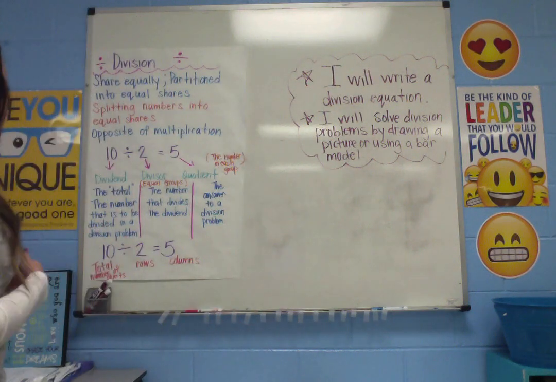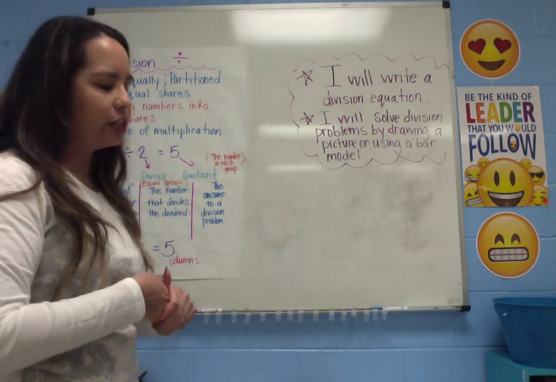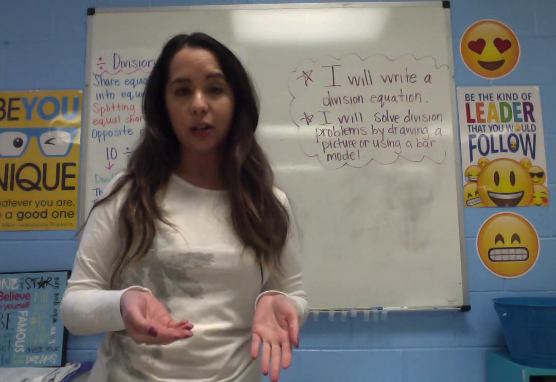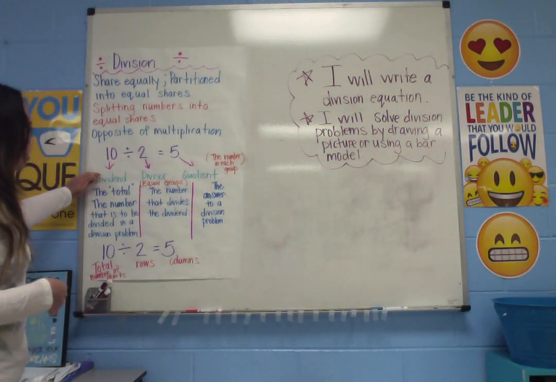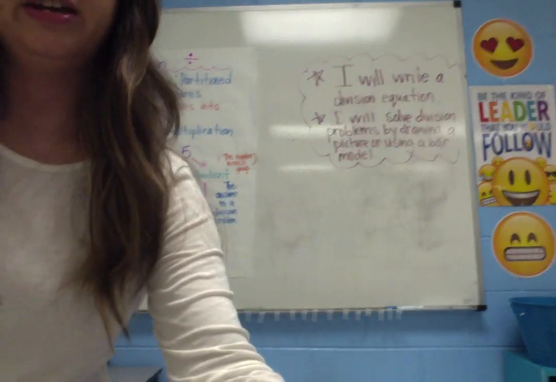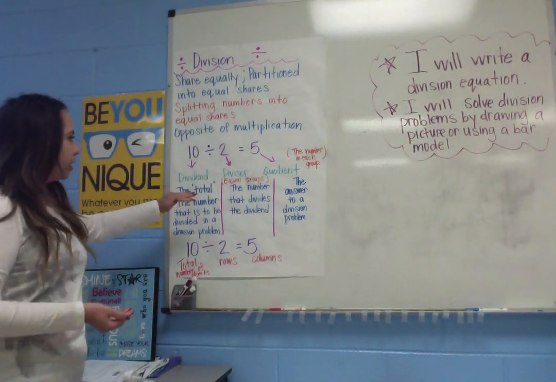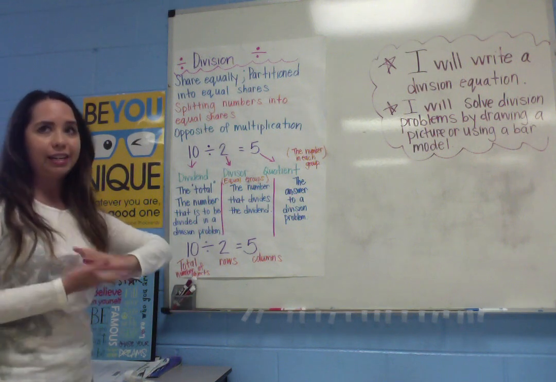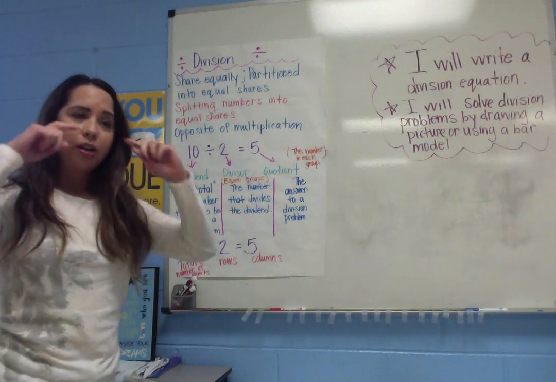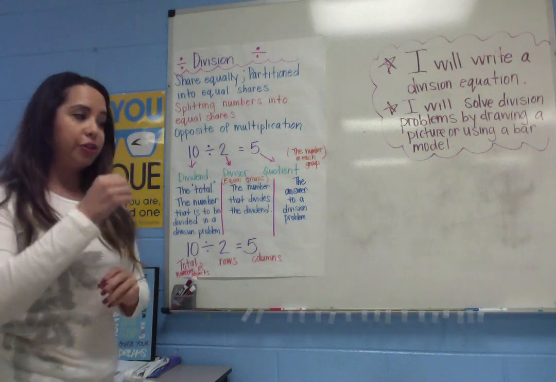So, now that we're going to be writing division equations, I want to teach you what each number in a division equation represents. Let's look up here. Here I have 10 divided by 2 equals 5. Now I want you to pay very close attention to these key vocabulary terms. I promise you, the more you practice with your teacher, the more you will start memorizing what those words are and what the numbers mean.